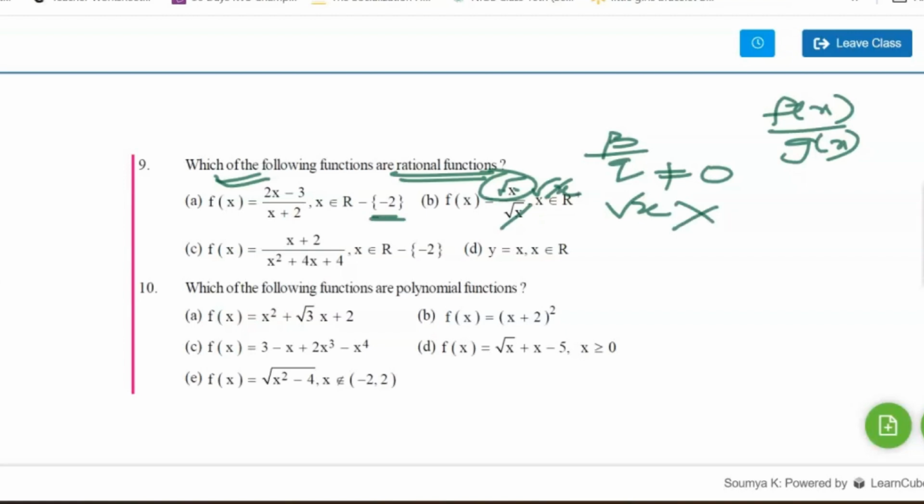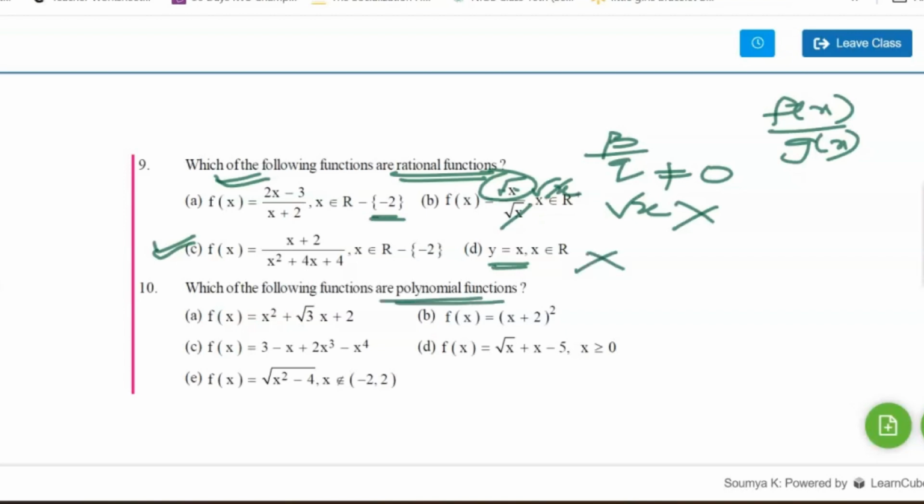Third example, if you see C example, here same, it is given minus 2 should be avoided. If you avoid minus 2, this will be in the form of p by q itself, and this represents a rational function. And here this is not a rational function, it is not in the form of p by q or f of x by g of x. So this is also not a rational function.